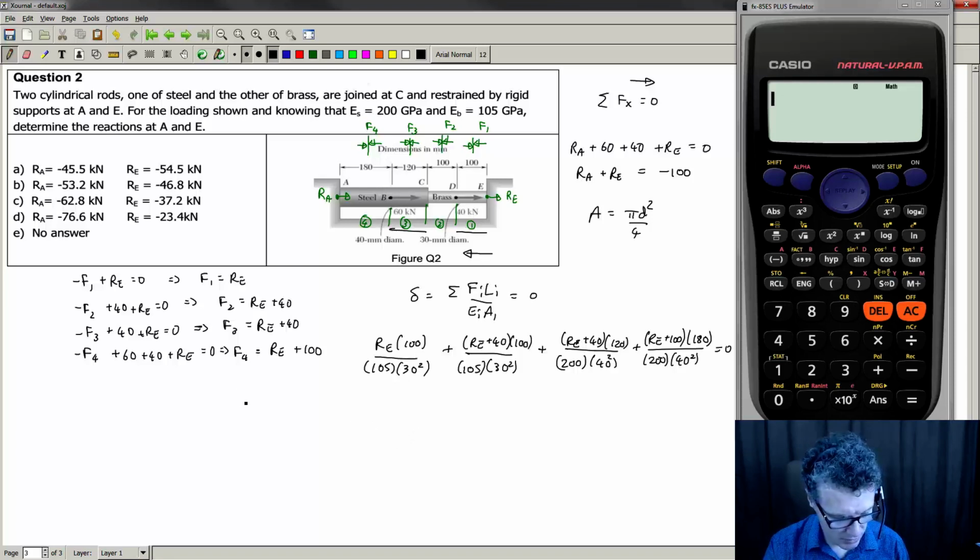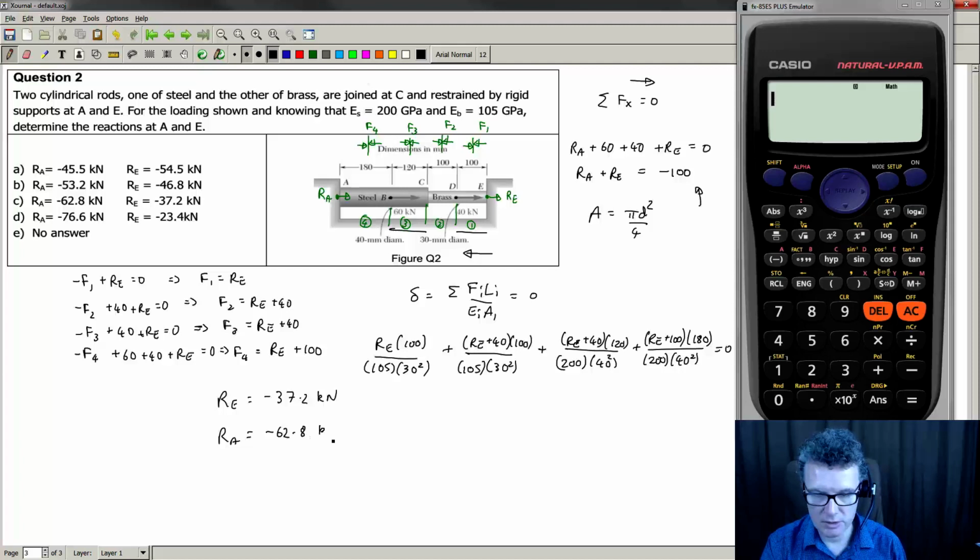and you should find that your RE is equal to minus 37.2. You're working in kilonewtons, so this is kilonewtons. Then you can take this result and go back to here, put that in, and then you'll find your RA, and you'll find that you get minus 62.8, and that's also going to be in kilonewtons. So look at your results here, and we see that that matches up with C.